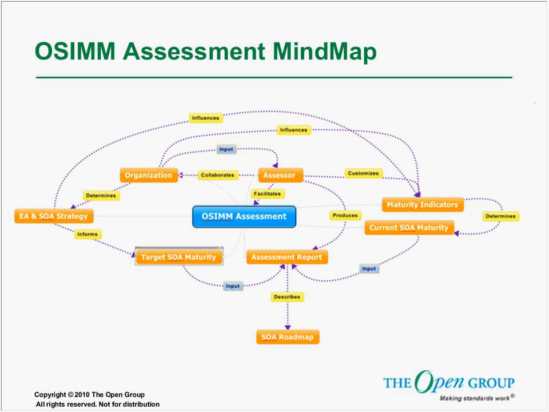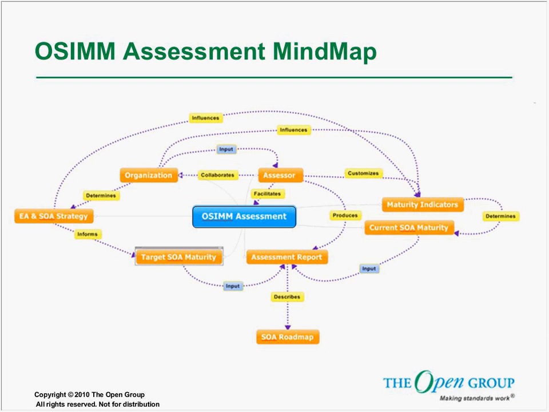So we defined our enterprise architecture and SOA strategy, and you have to have an enterprise architecture or some sort of business transformation strategy as the starting point for doing any OSIMM assessment. If you don't have some sort of visionary transformation objective in mind, or if you don't have an enterprise architecture which defines all of the pieces of your organization, how they fit together, you're going to have a hard time adopting OSIMM.